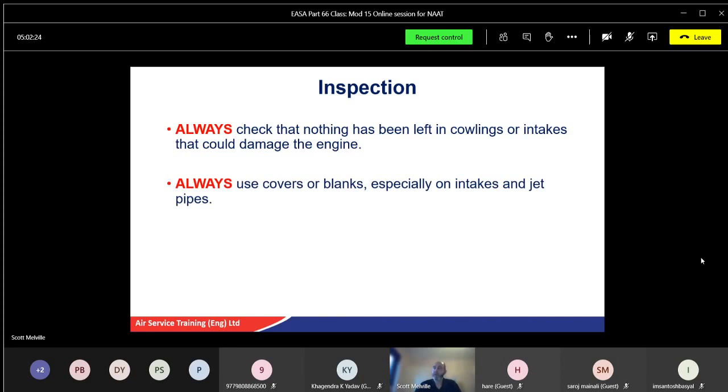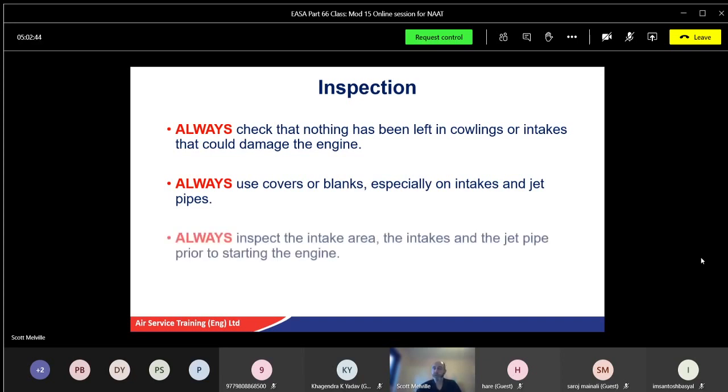Always use covers and blanks, especially on intakes and jet pipes. If the aircraft is sitting down for more than a few hours, put the blanks on, cover everything up. That keeps anything from going in. Depending on climate, it could be snow, ice, hot climates, insects and birds and goodness knows what else. It doesn't take long for nature to find its way into our stuff. Always inspect the intake area, the intakes and the jet pipe prior to starting the engine. You just never know, there might be something down there that shouldn't be.